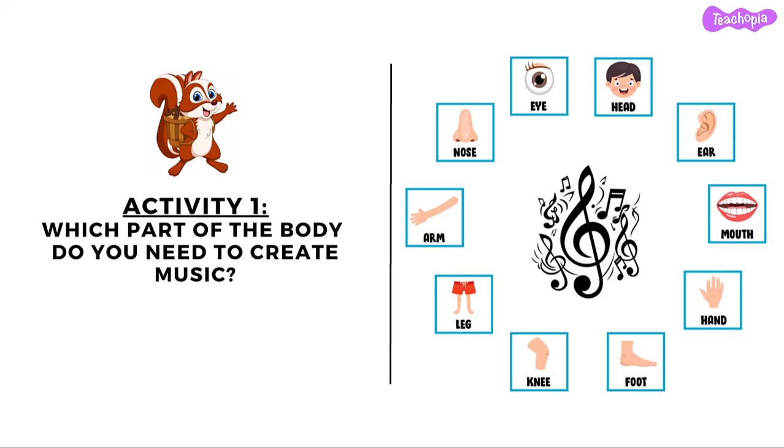music from. Here, the learner is expected to go through each part or each image at a time, like the head, and then ask themselves, can I create music from my head? If they say yes, then allow them to try to demonstrate that to you and to their own friends. If not, they will move on to the next image and the next part.